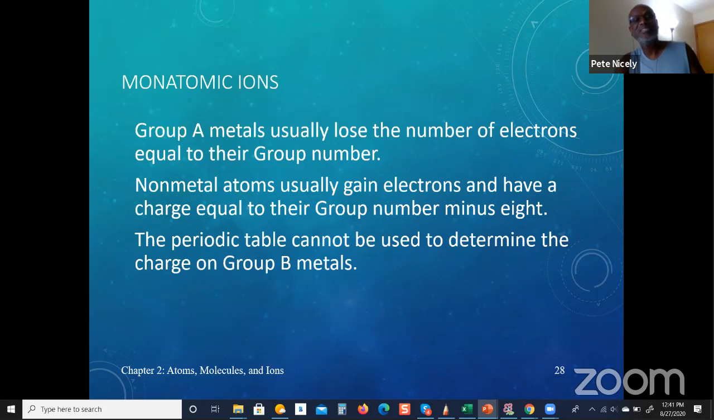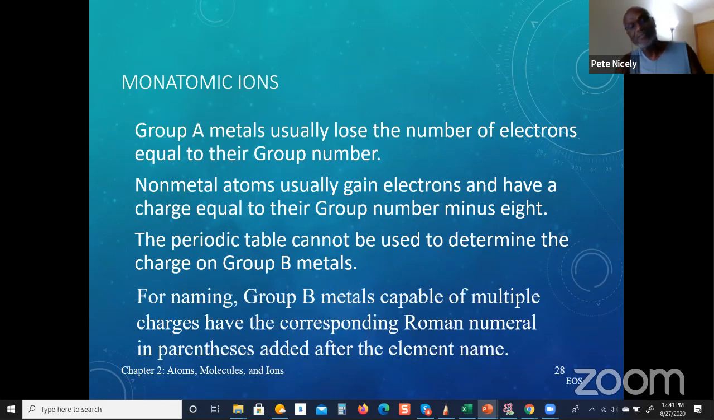And these are just some general statements about the type of ions that are formed. Group A metals tend to lose the number of electrons equal to their group number. So elements in group 1 tend to lose 1 electron, elements in group 2 tend to lose 2 electrons, and so on. And then non-metallic atoms usually gain electrons and have a charge equal to their group number minus 8. So therefore, elements in group 7 tend to have a charge of -1, 7 minus 8 is -1. Elements in group 6 tend to have a charge of -2, 6 minus 8 is equal to -2, and so on and so forth.